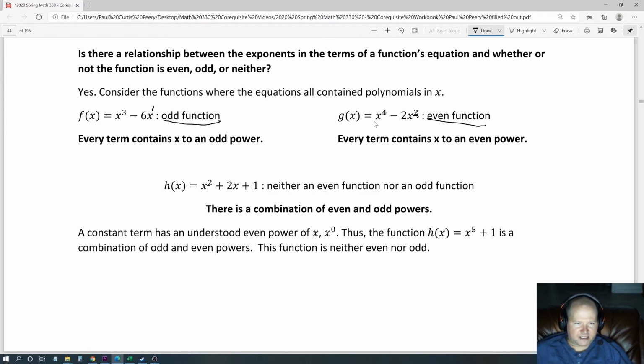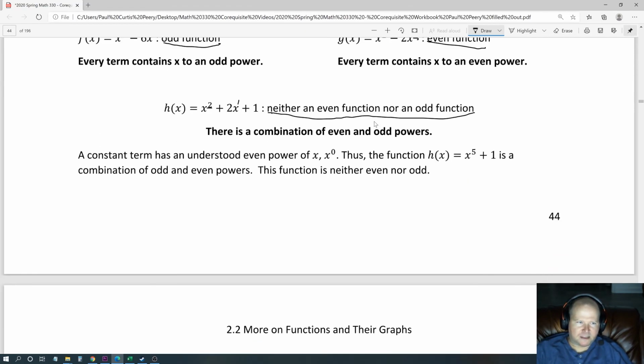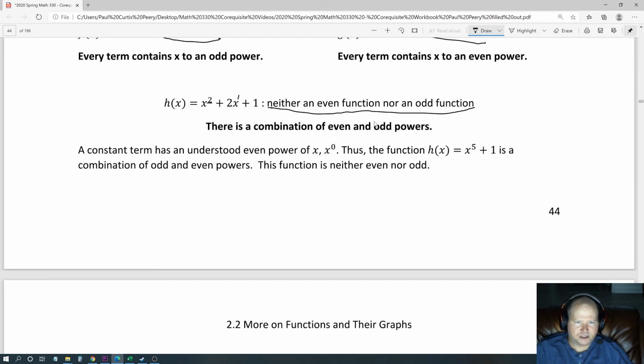We had it kind of mixed up. We had a second power, we had a first power, and then we had a constant, which is kind of like a 0th power. But regardless, it kind of danced around. It wasn't consistently even or odd exponent powers, so it's neither an even nor an odd function. There's a combination of even and odd powers, so it's neither. A constant term has an understood even power of x to the 0th power.